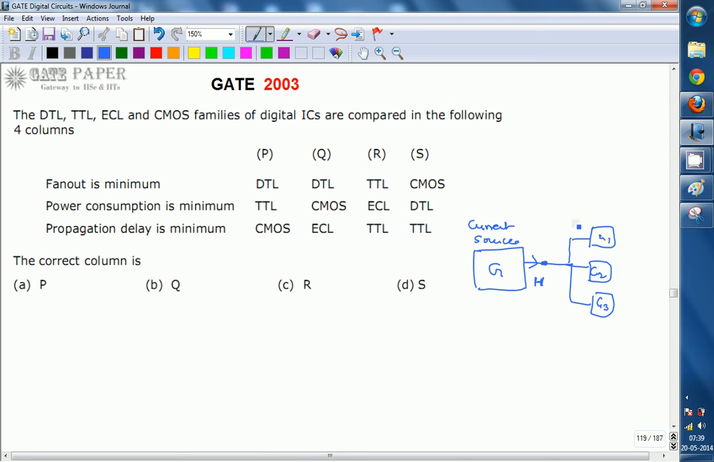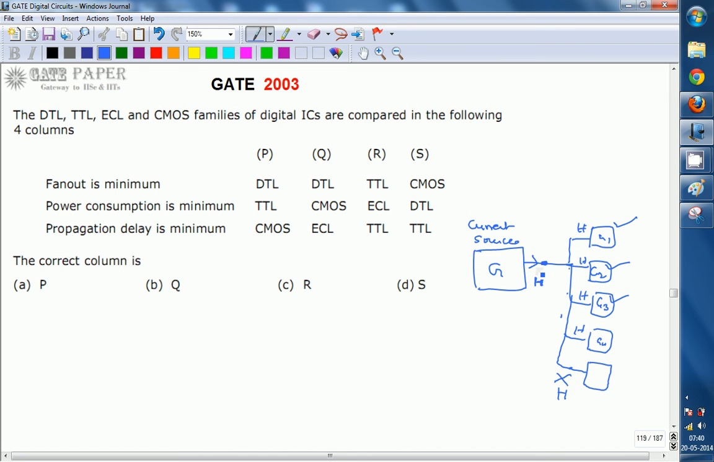Whenever it is supplying current, if you keep connecting more and more gates at the output side, even though we take the logic level as H every time, at one point the required current to maintain the high level is not possible, so it may not stay at high level. So how many gates can you connect at the output of a gate such that it maintains the proper logic level at the inputs of those gates?